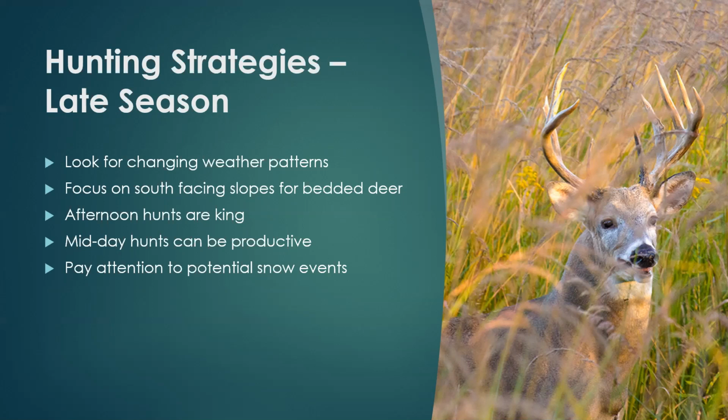Again, food sources are going to become less and less common in the landscape. There's going to be very scarce food. All the crops have pretty much been harvested by this point, and the acorns have pretty much been consumed for the most part. So you're going to start to see some pretty drastic changes. If you happen to find an active food source during late season, there's typically not going to be just 1 or 2 deer using it. It's going to be kind of the entire herd in that area using it.